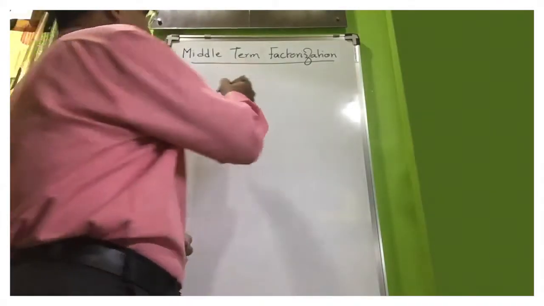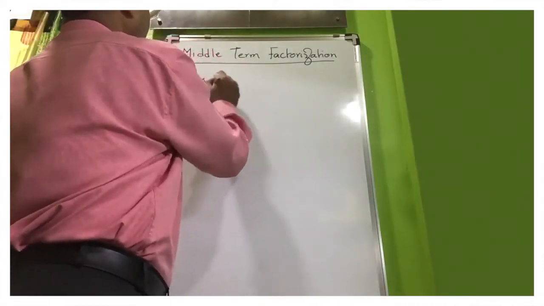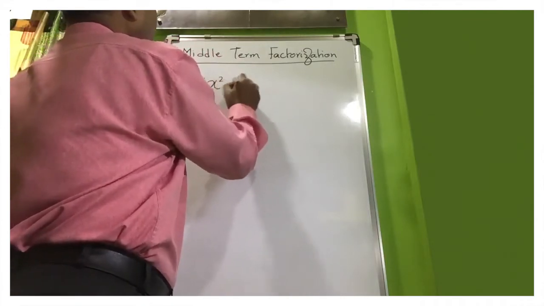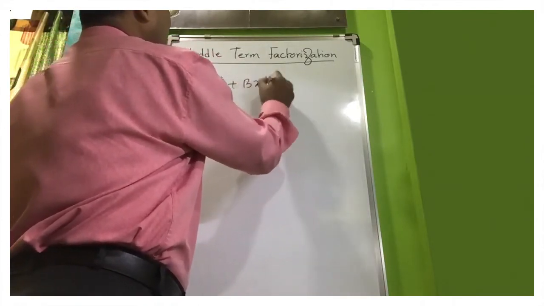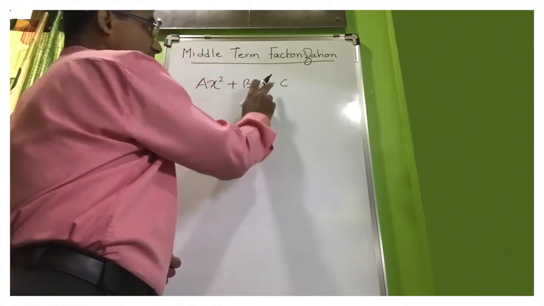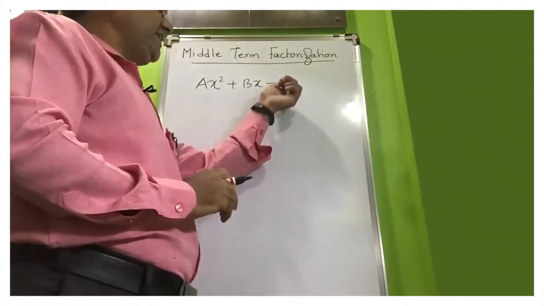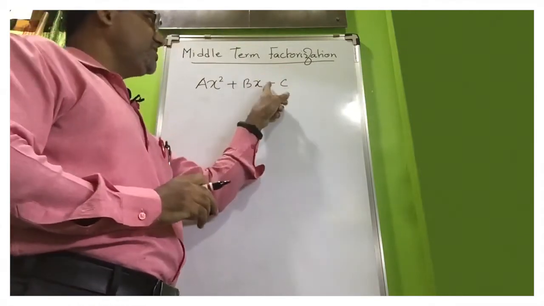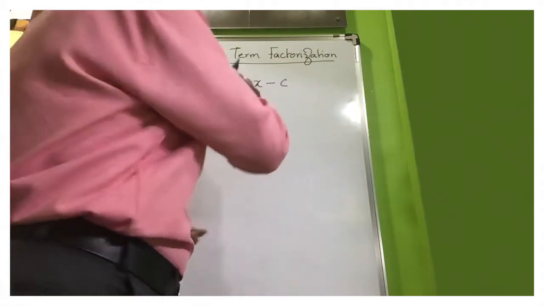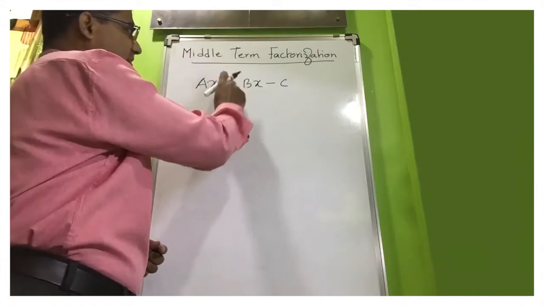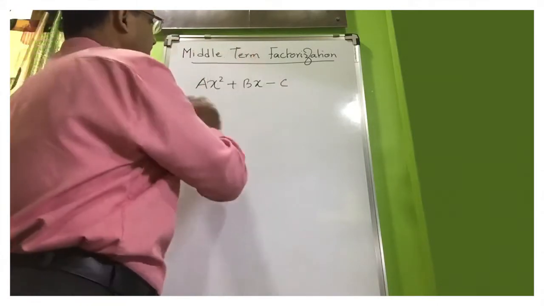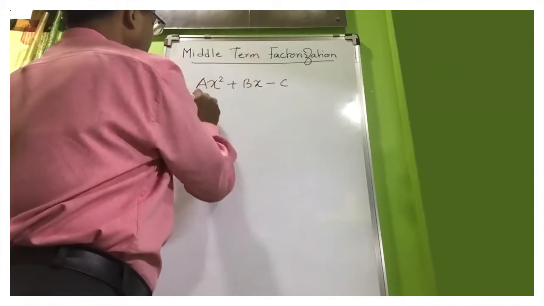Now let us learn the other part of the middle term factorization. The other day in my other video we have learned that the sign is plus. Now this time the sign is minus. Now how to solve this? This sign does not matter much at all. Now let us see again the same thing.